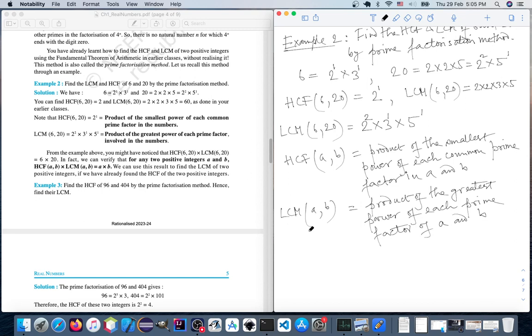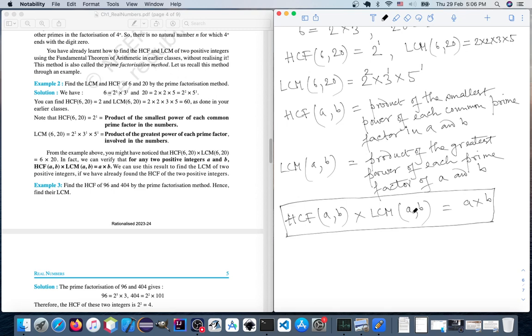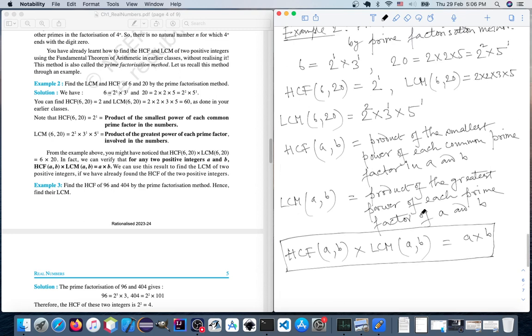Yes. So the formula becomes: HCF of A and B multiplied by LCM of A and B, where A and B are two positive integers, equals A into B. This is a very important result or formula which you should remember, because for 6 and 20, HCF of 6 and 20 is 2 and LCM of 6 and 20 is 2 square into 3 into 5. If you multiply them, you will see it is becoming 6 times 20.